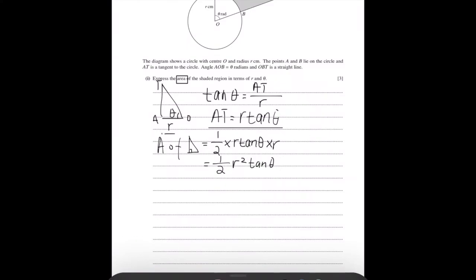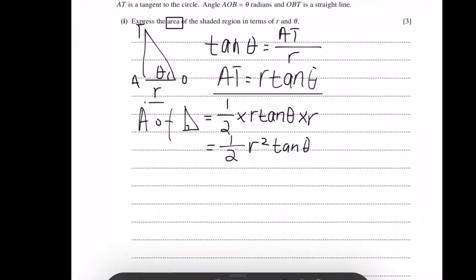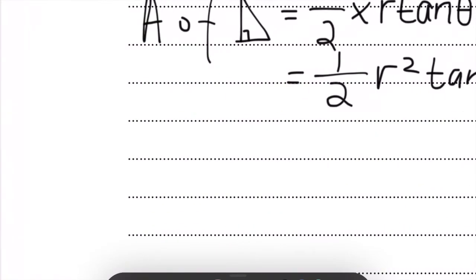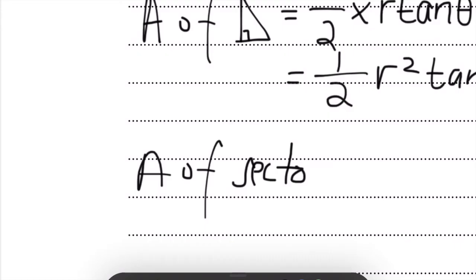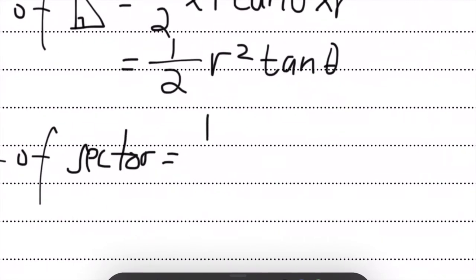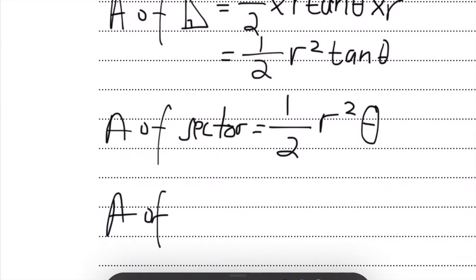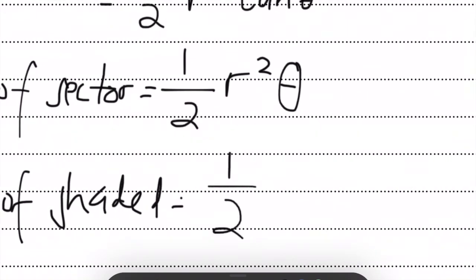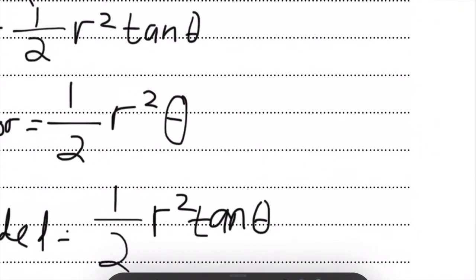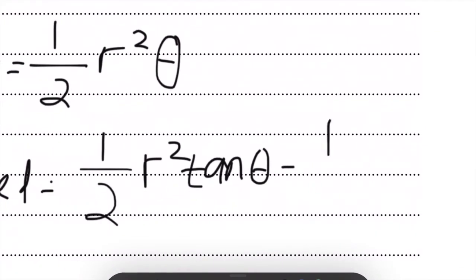Now we'll find the area of the sector AOB. Which is half radius squared multiplied by theta. So the area of the shaded region is half r squared tangent theta minus half r squared theta.